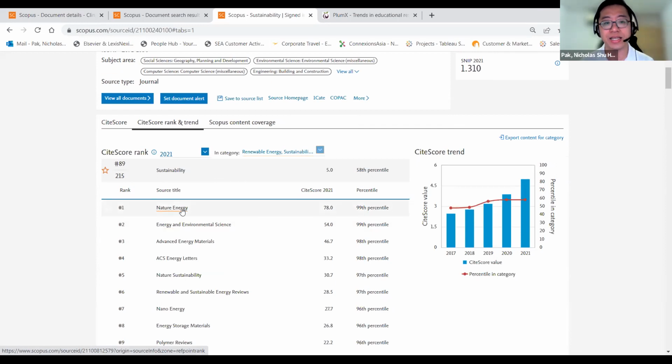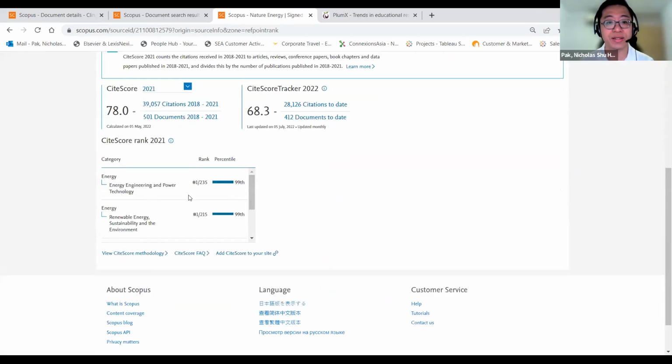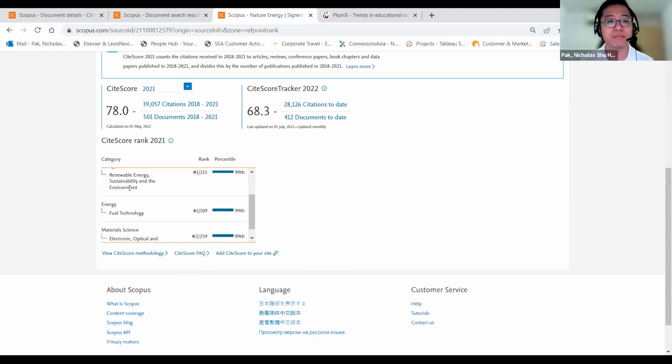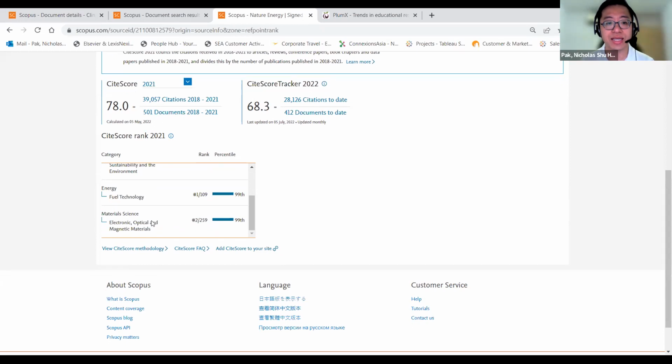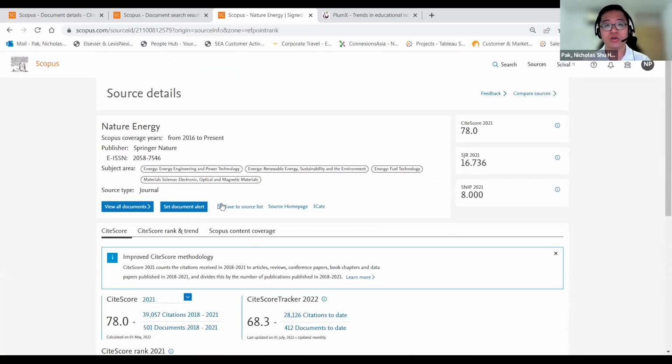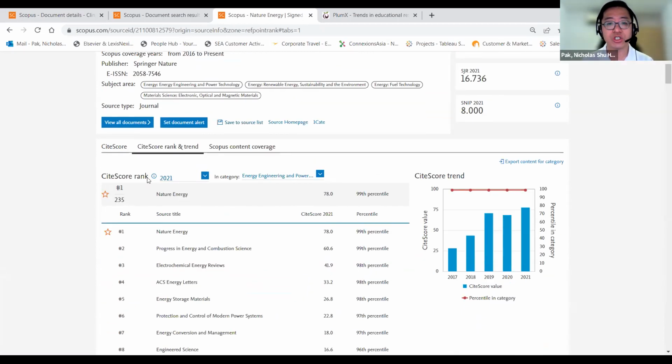So we can take a look at Nature Energy. We can see that this is ranked #1 in energy engineering and power technology, renewable energy, fuel technology, and electronic, optical and magnetic materials, right? So you get to see a very strong, powerful rank and trend over here, right? And I encourage you to take a look at this.